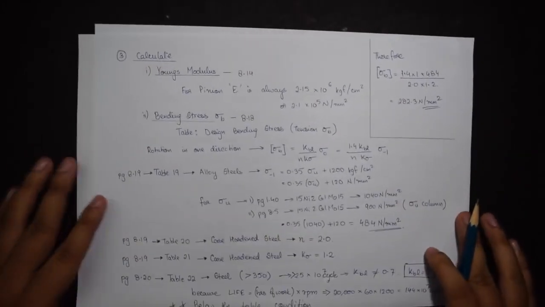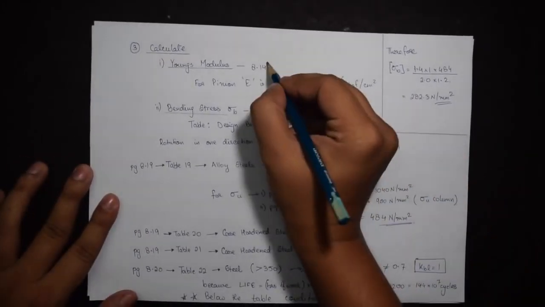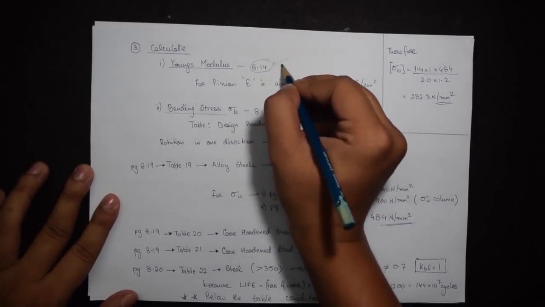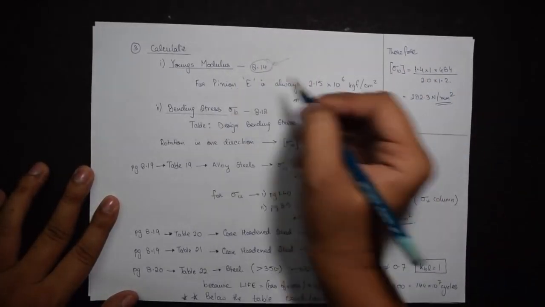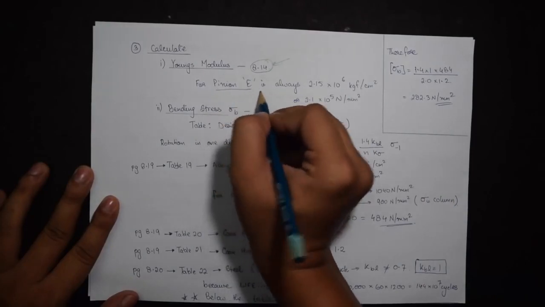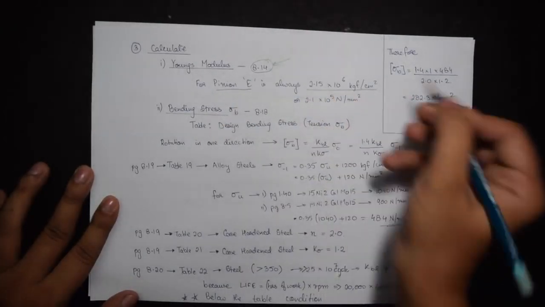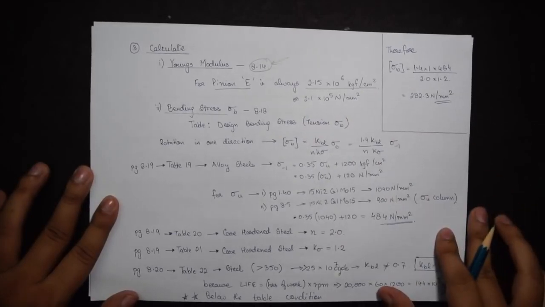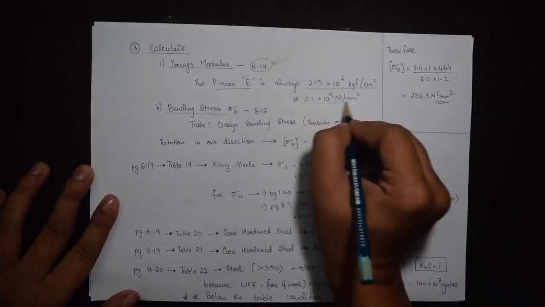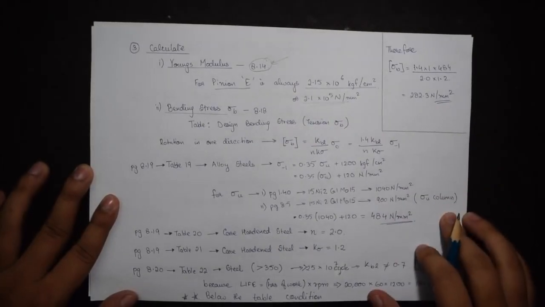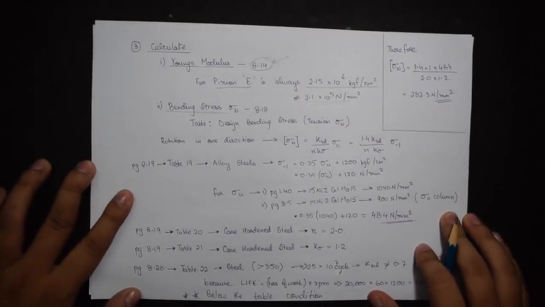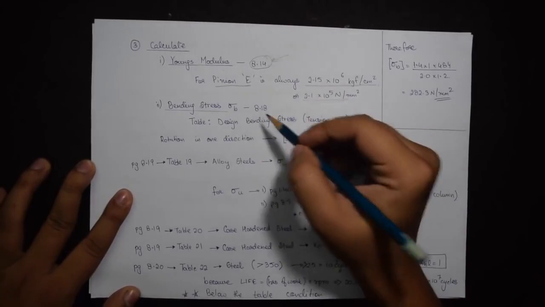So Young's modulus is given on page 8.14. As we see in table number 9, for pinion 1, material steel and Young's modulus is constant, which is 2.15 into 10 to the power 6 kgf per centimeter square. Converted to Newton per mm square would be 2.1 into 10 to the power 5. Next we have bending stress given on page 8.18.